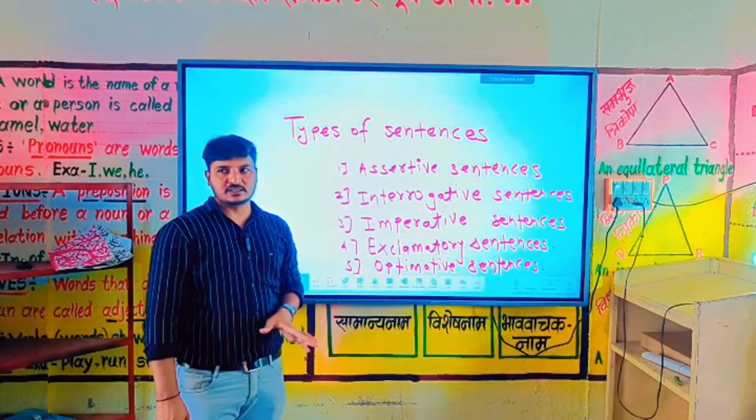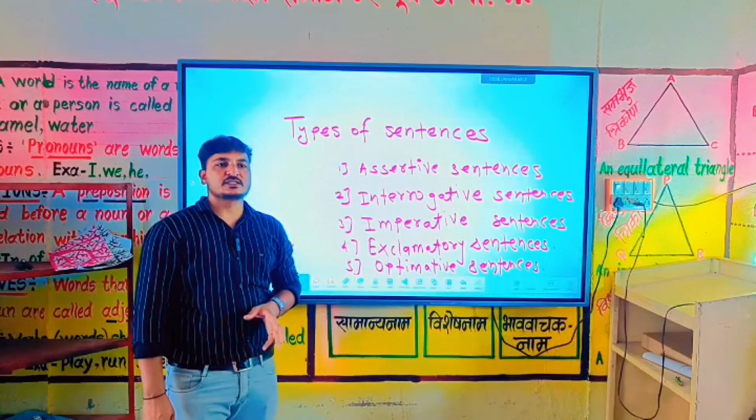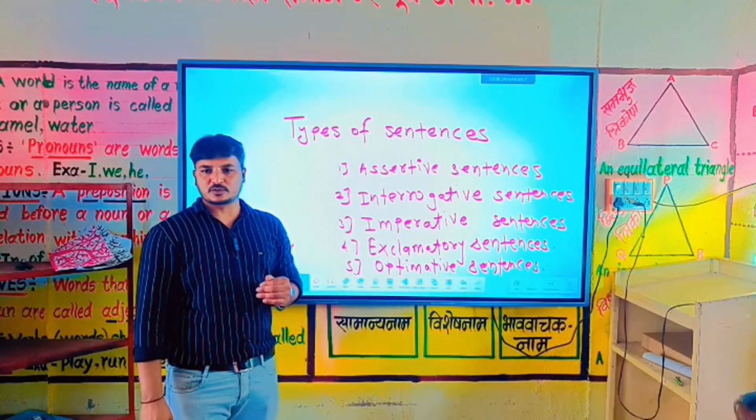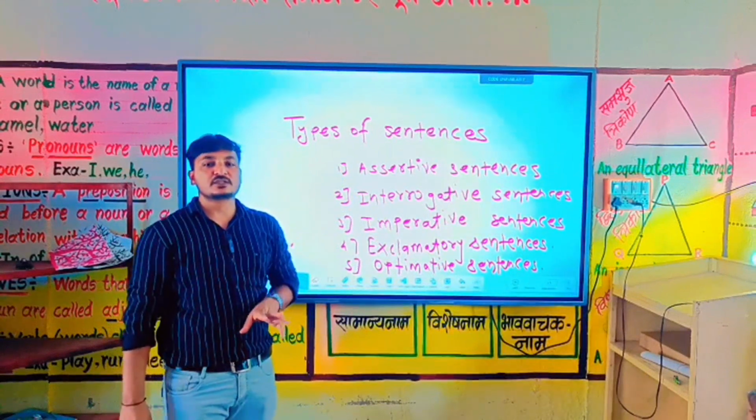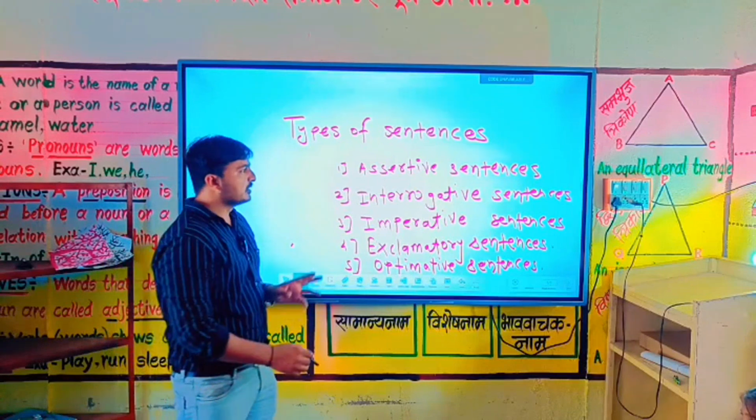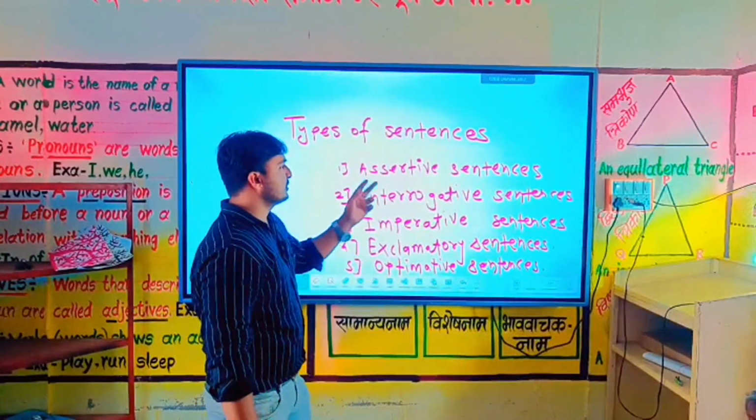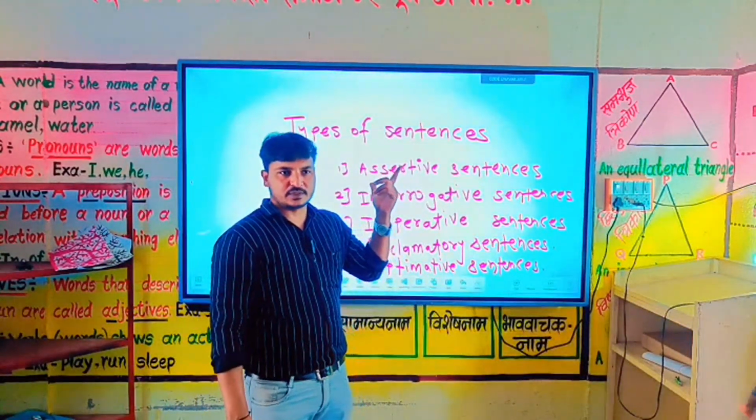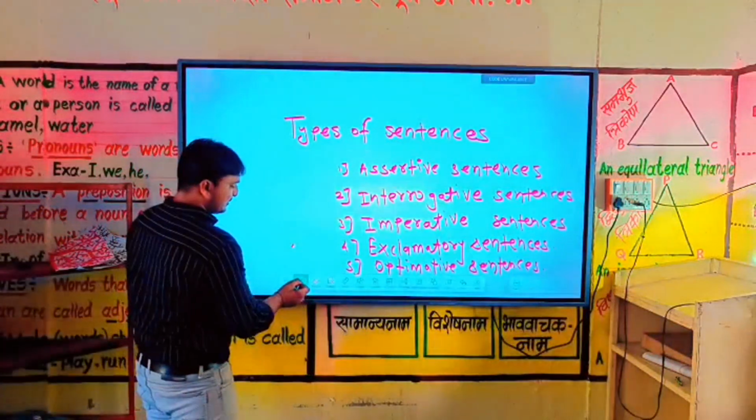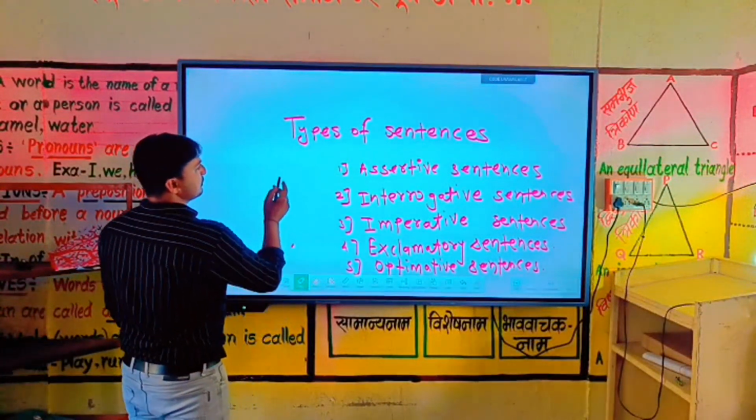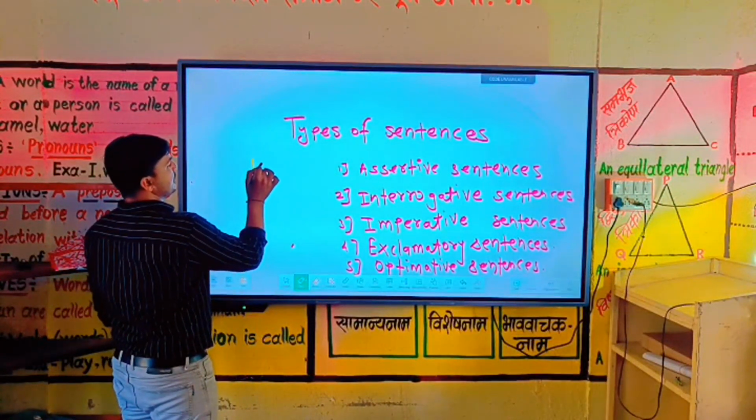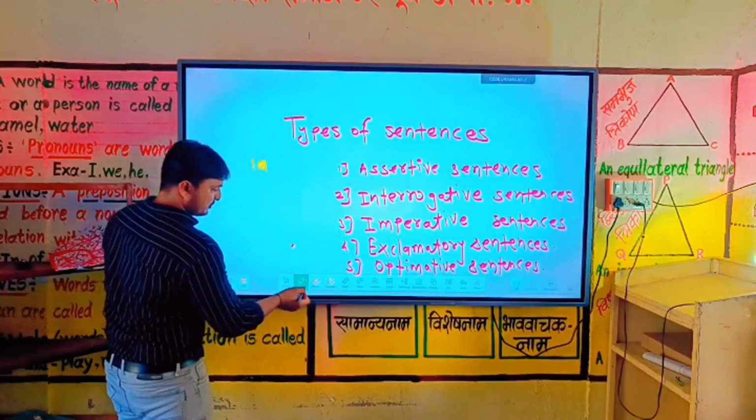Okay. Remember these sentences. So what are the meanings of these sentences? We have to discuss in Marathi also. So what is meant by assertive sentence? Assertive sentence means vidhanarthi vakya. Okay, remember this. I will write here. Vidhanarthi vakya. I want to change the pen.